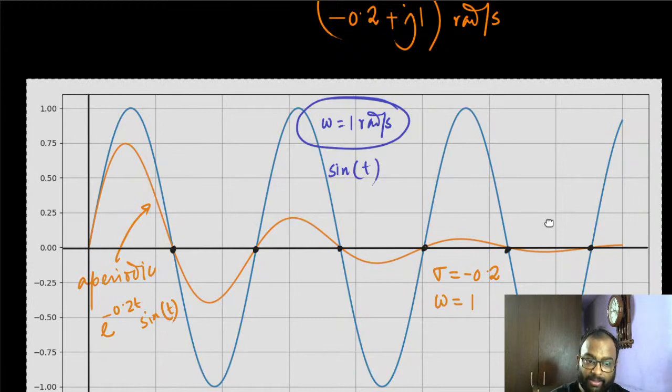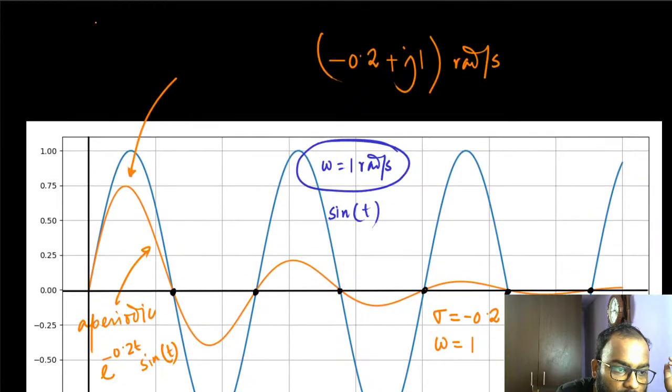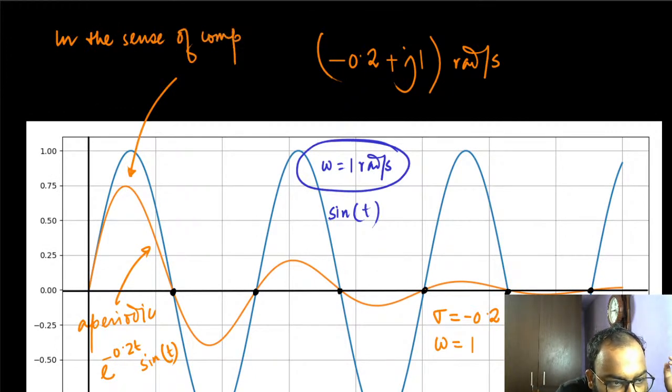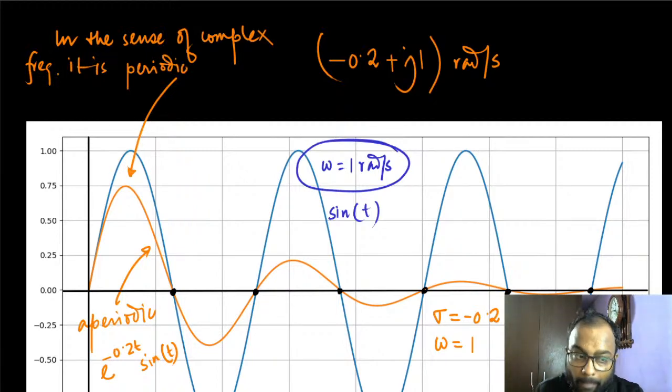Again, let me repeat. In the sense of complex frequency, this orange signal is a periodic signal. So let me write it down here. So in the sense of complex frequency, yeah, it is periodic. In the sense of real frequency, this is not periodic, but in the sense of complex frequency, this is periodic. That's why complex frequency is so important.